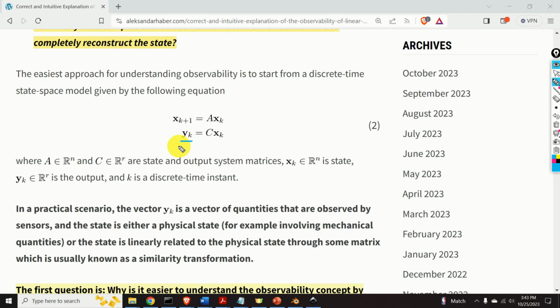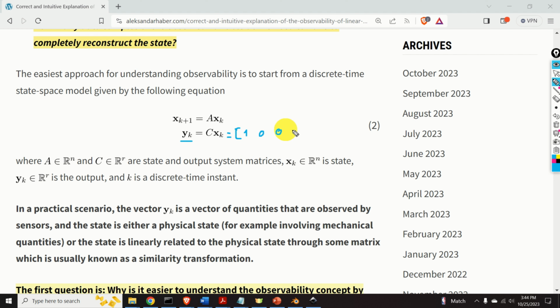The elements of the output vector are actually observed state variables. For example, in the case of the mass spring damper system that was shown previously, if we measure only x1, then yk will be equal to x1. And in that case, the C matrix will look like this.